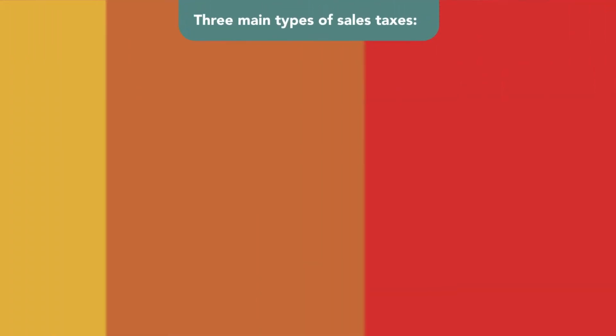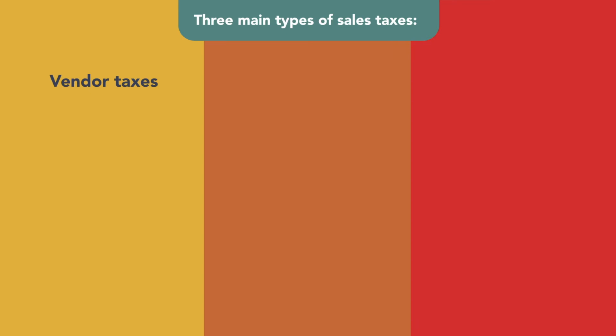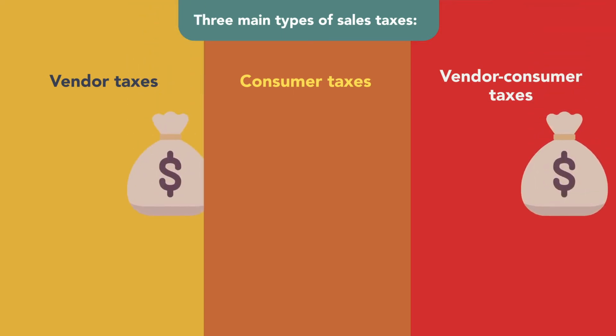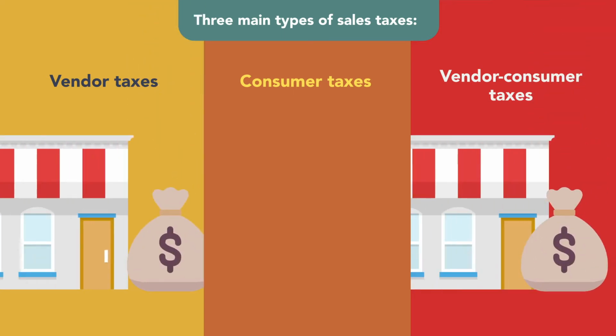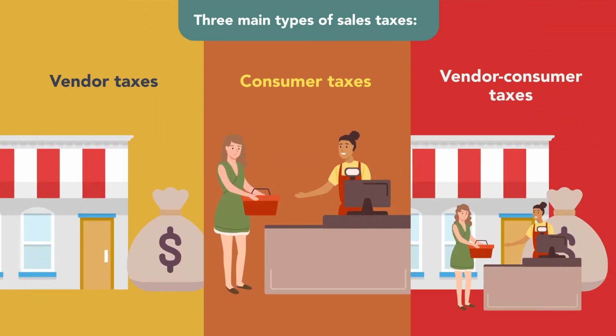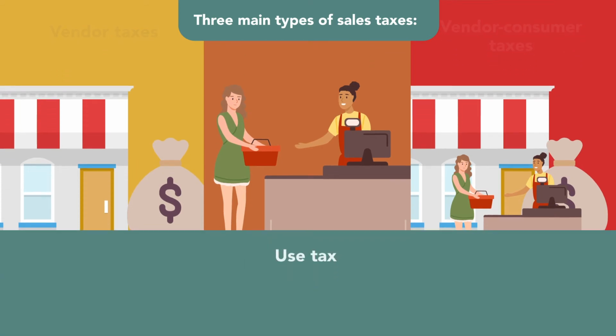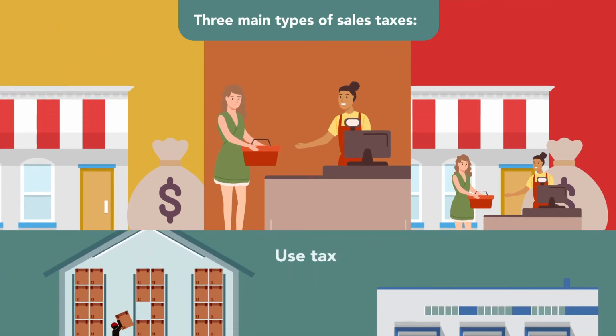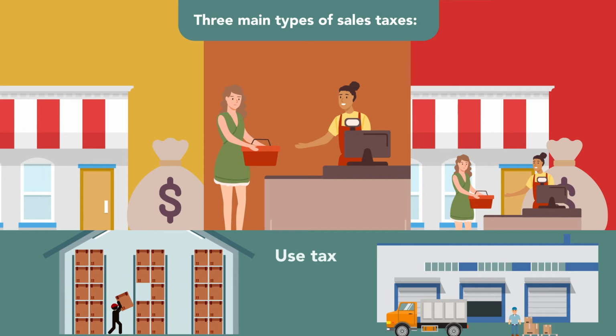There are 3 main types of sales taxes: vendor taxes, consumer taxes, and combination vendor-consumer taxes. Vendor taxes are levied on the person doing the business, while consumer taxes are charged on the retail side. Some states also apply a use tax, which is imposed on the storage, use, or purchase of personal property. It is typically applied to major purchases made outside the state, such as vehicles and equipment or rental transactions.